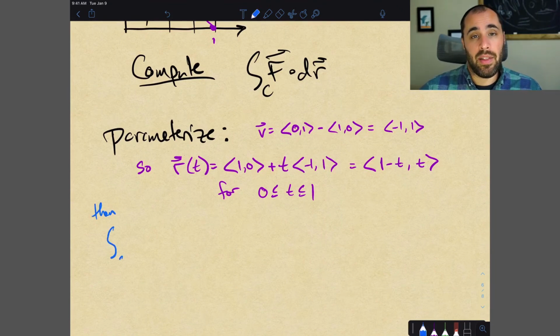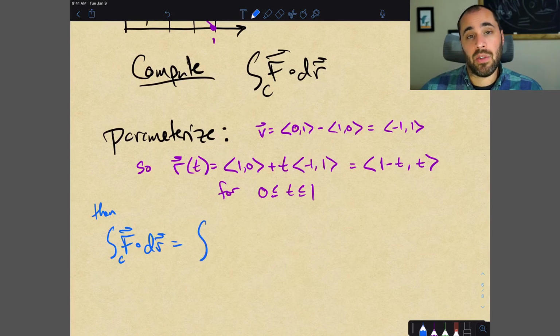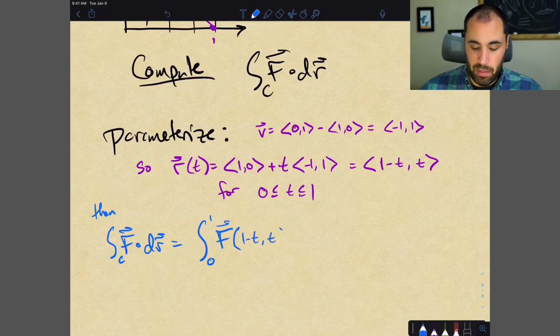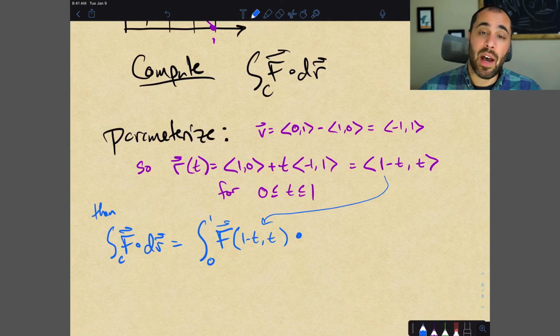So putting that all together, this path integral will go from t equals 0 to 1. We need f where we're plugging in that parameterization. So we'll plug in 1 minus t for x and t for y. We'll dot that with r prime of t. We'll find that in a second. dt.